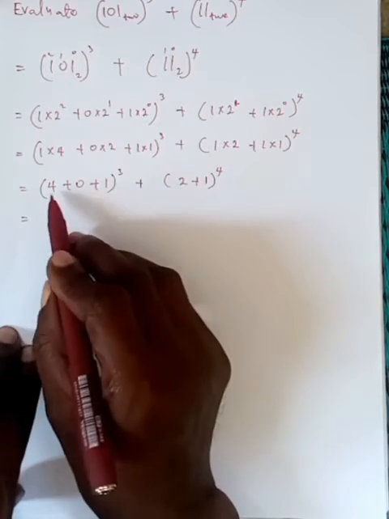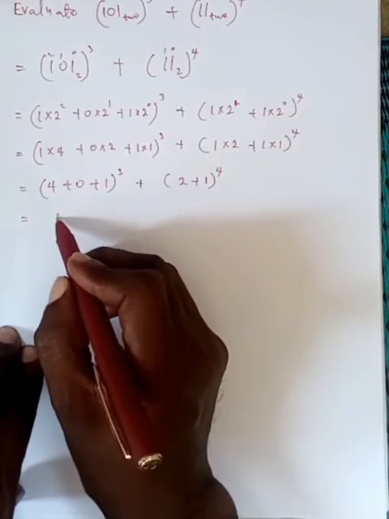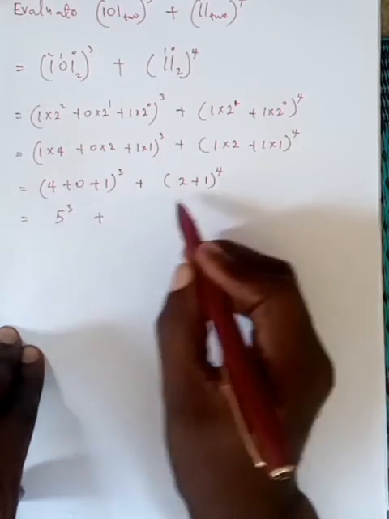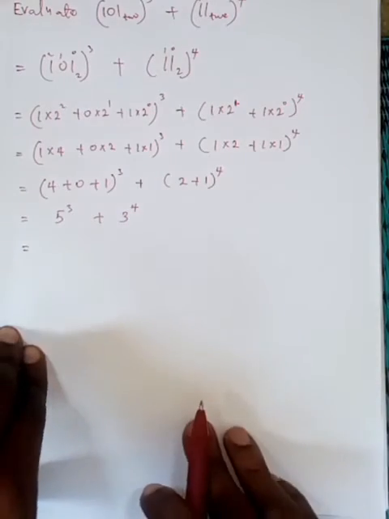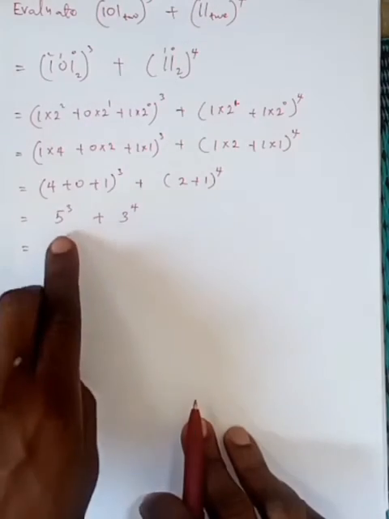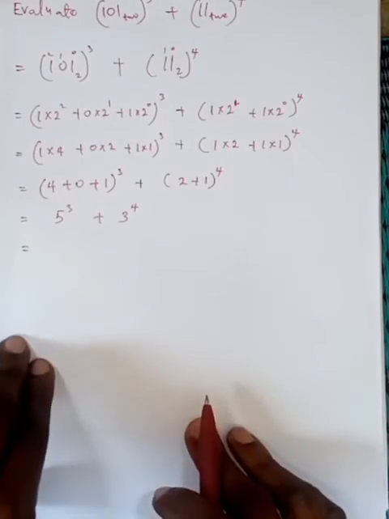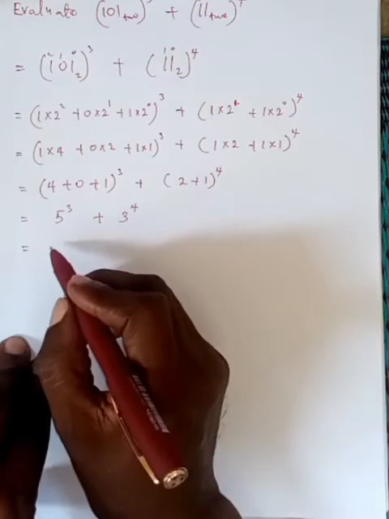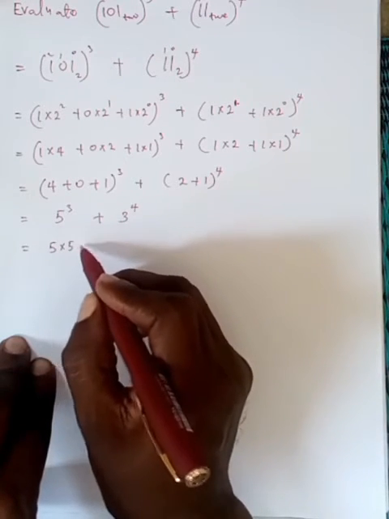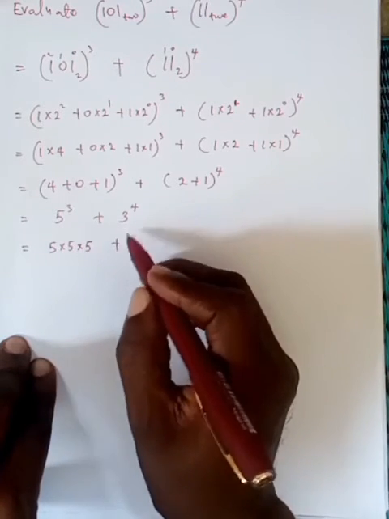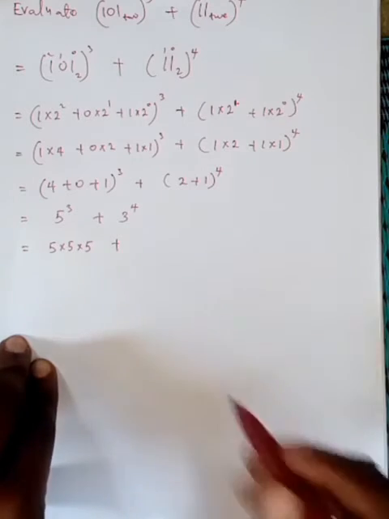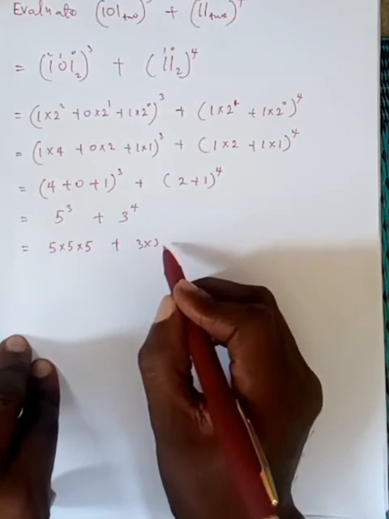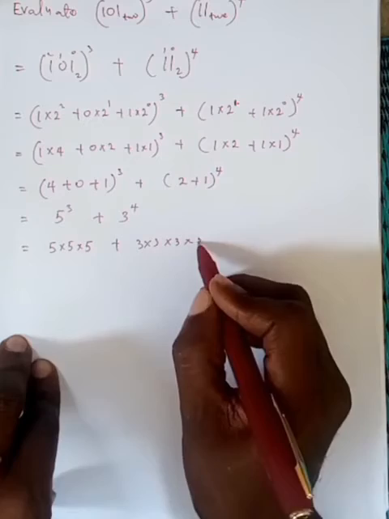Adding 4, 0 and 1 gives 5 raised to power 3, plus 2 plus 1, which gives 3 raised to power 4. By the basic law of indices, 5 raised to power 3 means 5 should be repeated 3 times, like this: 5 times 5 times 5, plus 3 raised to power 4, which means 3 should be repeated 4 times, that is 3 times 3 times 3 times 3.